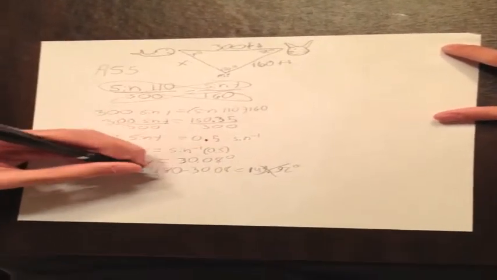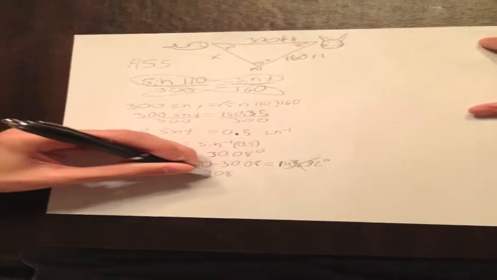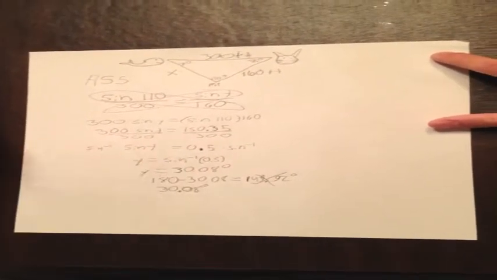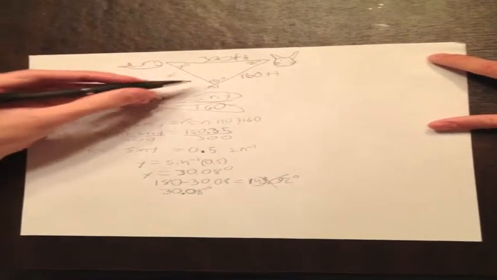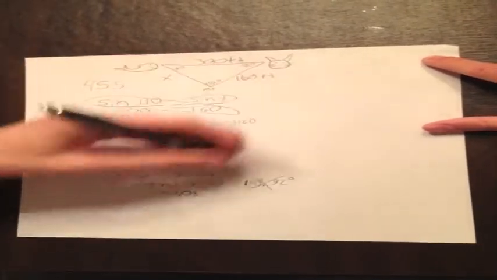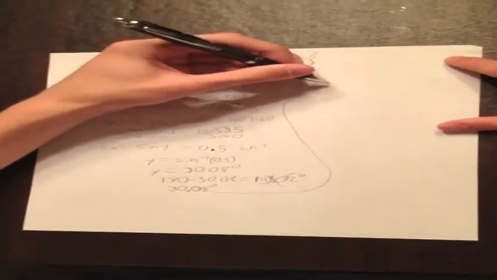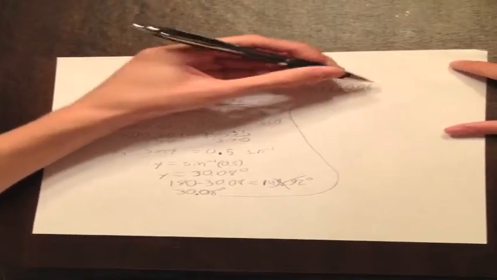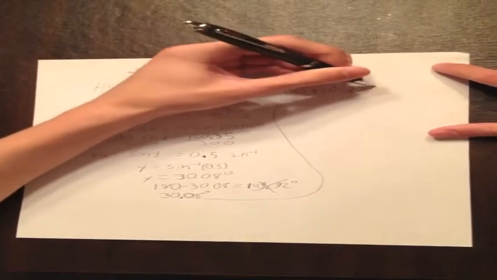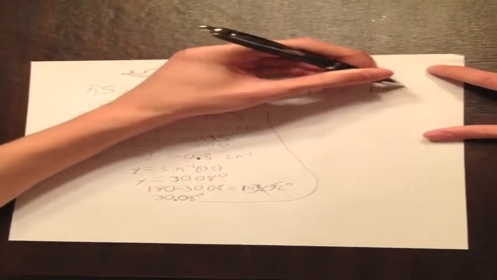So now we have to do this. 30.08 degrees is the degree for y. However, we want to find z, so I'll move this up here now, because there's a little bit more space. You have to do 110 plus that 30.08, and that should equal about 140.08.